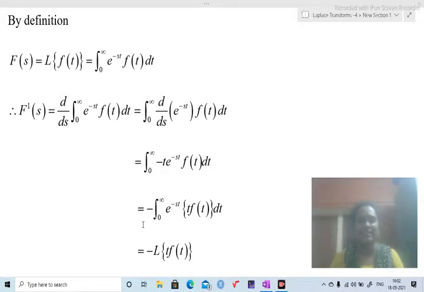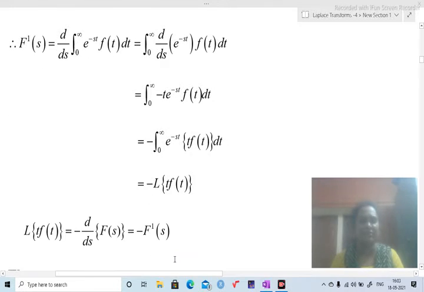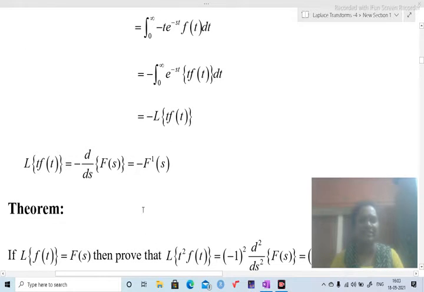Take the minus sign outside, and t and f of t together, then we are going to get this term. Observe, this integration can be written as the Laplace transform of t into f of t. That means f dash of s is equal to minus L of t into f of t. Multiply both sides with a minus sign, then we get L of t into f of t equal to minus d by ds of f of s, that is equal to minus f dash of s.